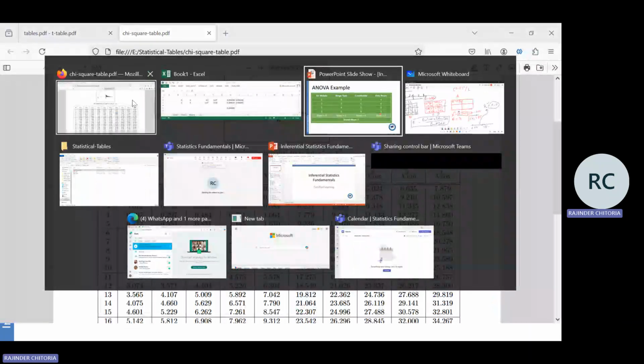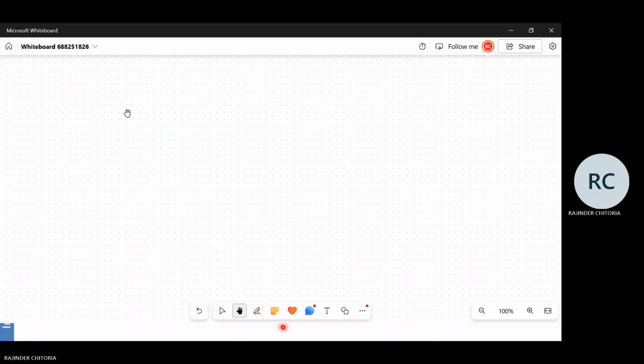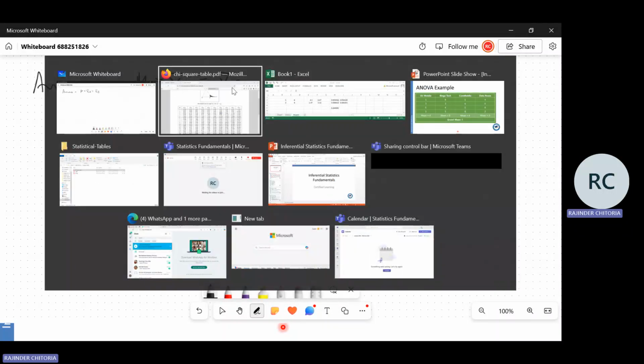Let's take an example. I'll take up a case. So in the ANOVA case, we are saying analysis of variations. My population mean is the same as the sample mean. Let's take an example. We have two groups, A and B. The mean of A and the mean of B is the same as the population mean, or you can say in totality. Let's take a use case.